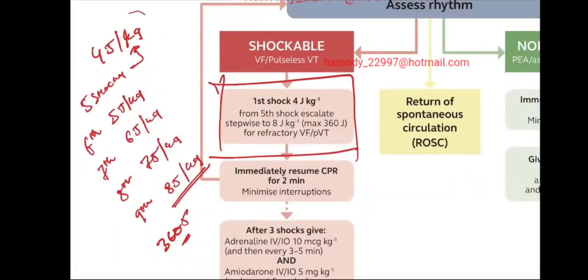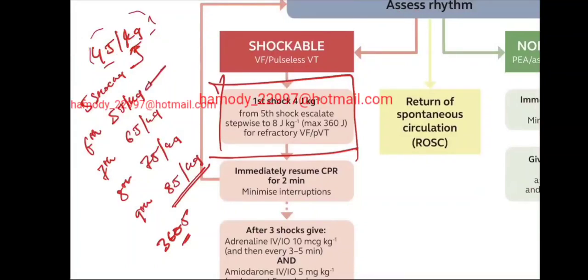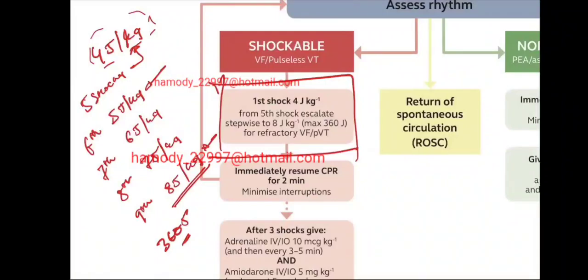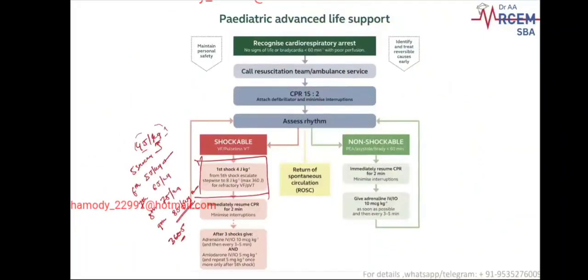So previously, it was only 4. Now they recommend you can incrementally increase it, going beyond 4 joules per kg. That's the only change you need to remember. Rest everything remains the same.